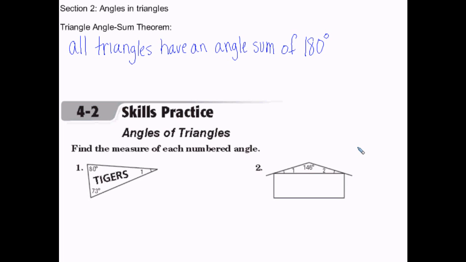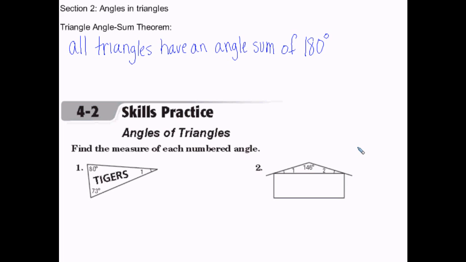So if we look at this example from the skills practice on 4.2, which is backwards. In the packet it printed 46 and then 45, so somehow it got messed up, and it's page 45. You'll see the tiger pennant, and we want to find out what this angle here is.